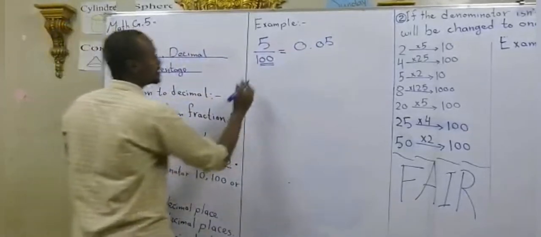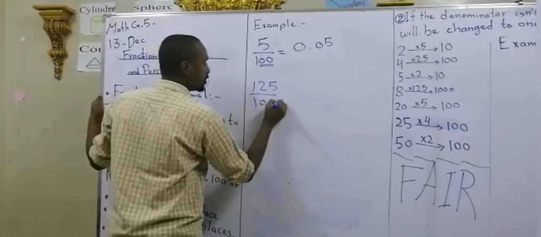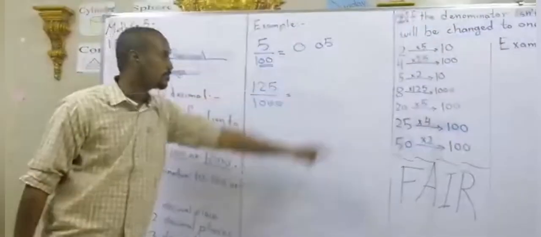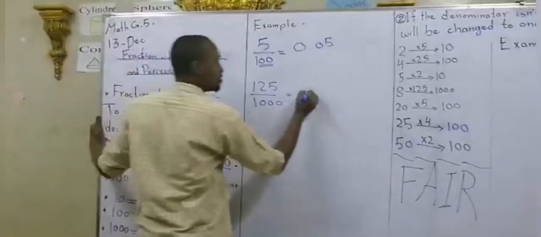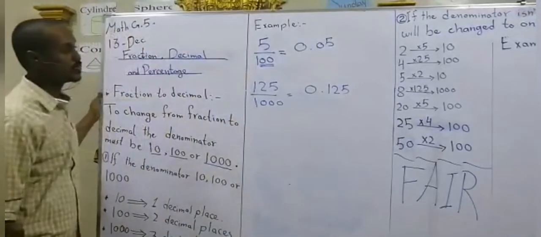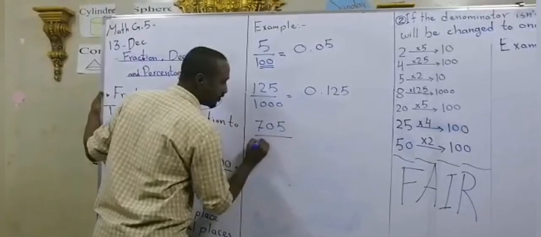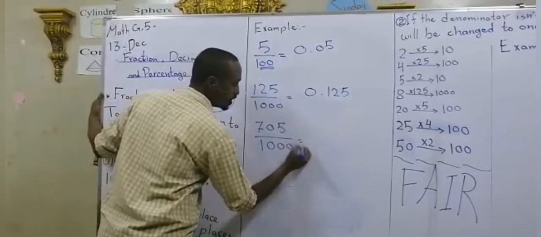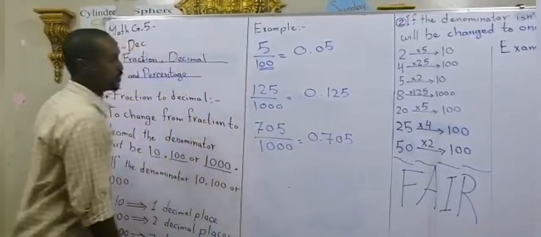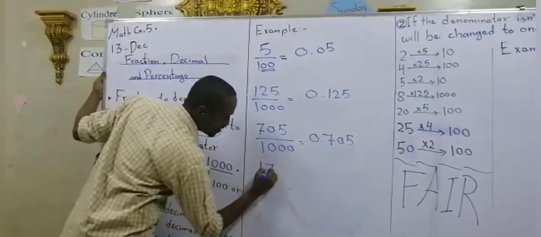So if the denominator is, for example, 1,000, with numerator 125, over 1,000. So 1,000, 3 zeros, that means it should have 3 decimal places. It's already here, we have 3 digits, that means there's no problem. So the answer is 0.125. Another example, 705 over 1000, it will be 0.705.